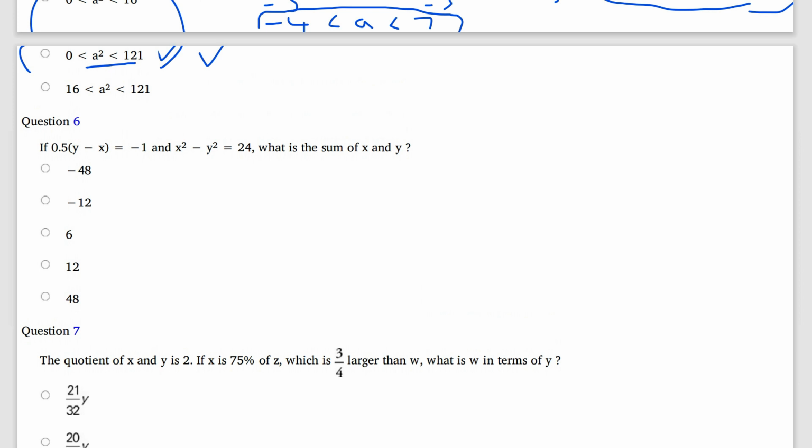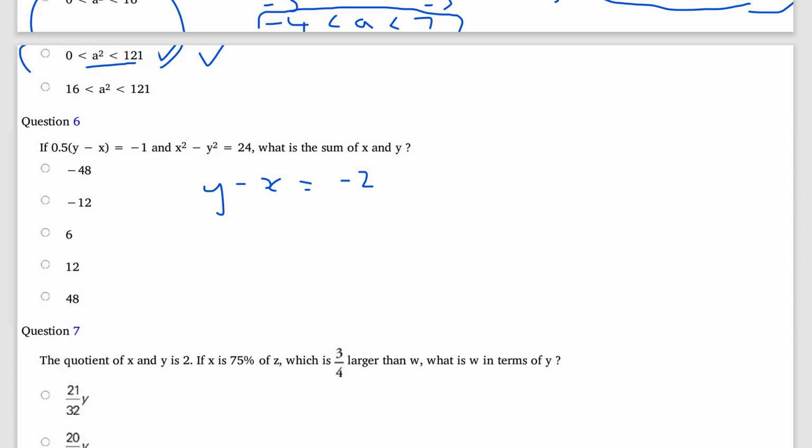Okay, well, first thing I'd do before I even think about the question is I would multiply both sides of this first equation by 2 to get rid of that horrible decimal. If we do that, the 0.5 becomes 1, which disappears, and the right-hand side becomes -2. So I've got rid of the decimal.